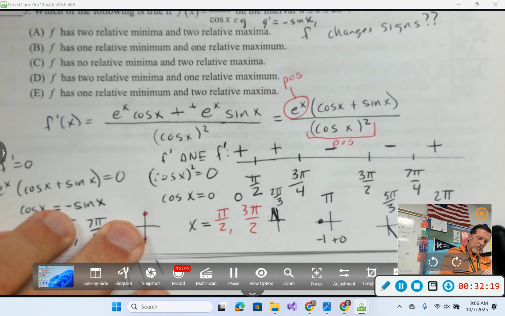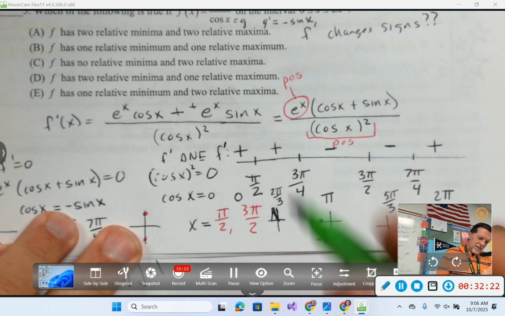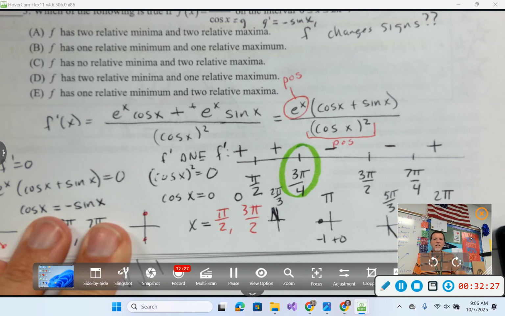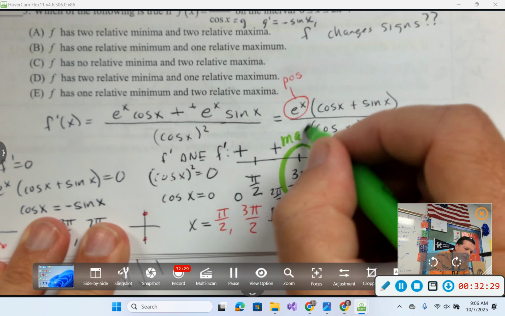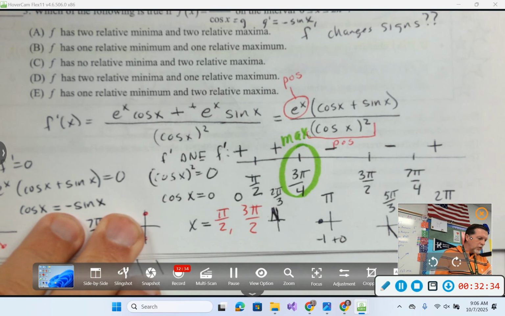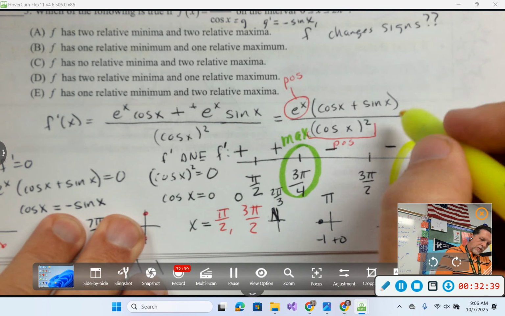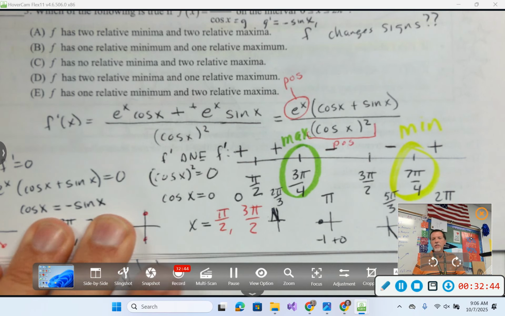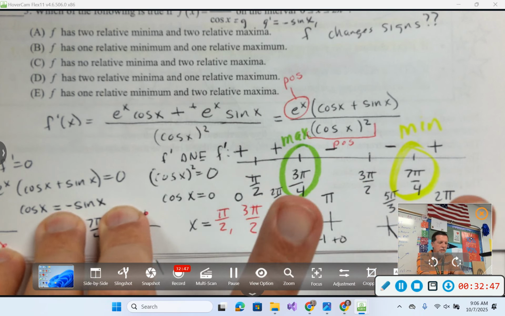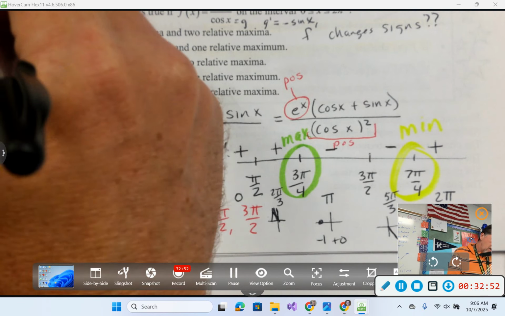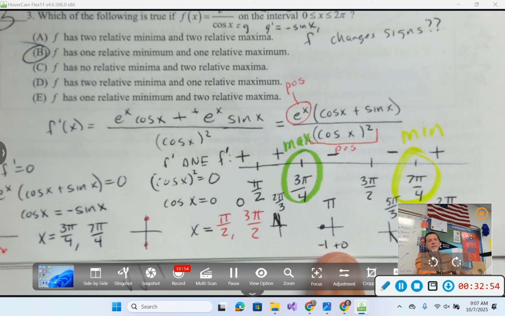So how many sign changes do we have? 2. What's happening at 3 pi over 4? Is that a max or a min? It's a max, because we went from increasing to decreasing. And then at 7 pi over 4, we went from decreasing to increasing, so that's a min. The other things weren't even sign changes, so it looks like there's one max and one min. What a long problem.